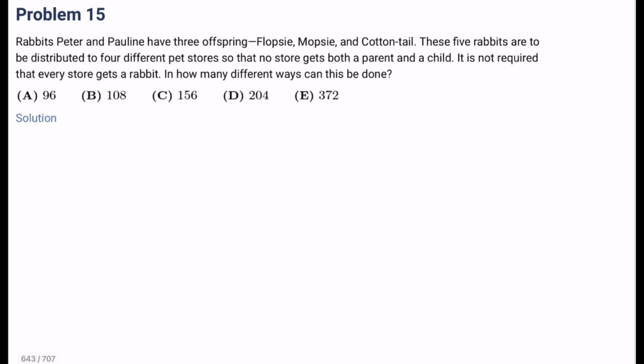Number 15. Rabbits Peter and Pauline have 3 offspring, Flopsy, Mopsy, and Cottontail. These 5 rabbits are to be distributed to 4 different pet stores so that no store gets both a parent and a child. It is not required that every store gets a rabbit. In how many different ways can this be done?